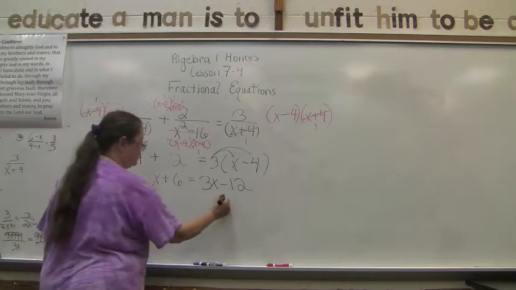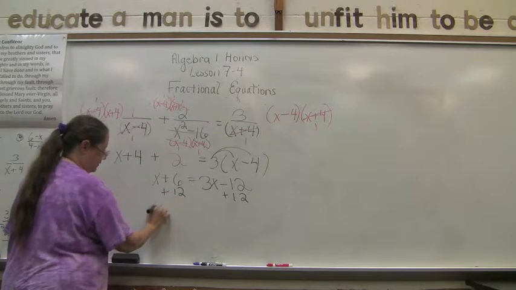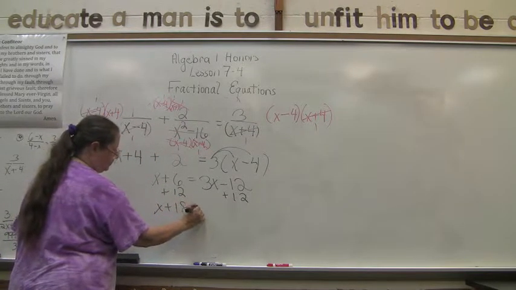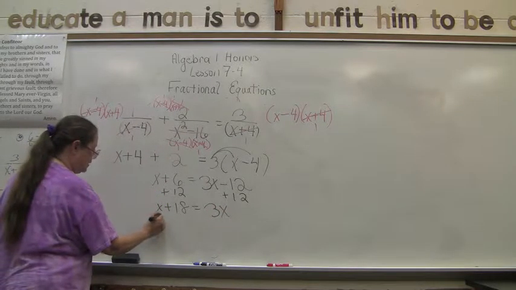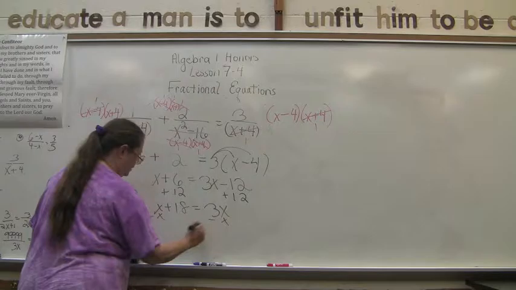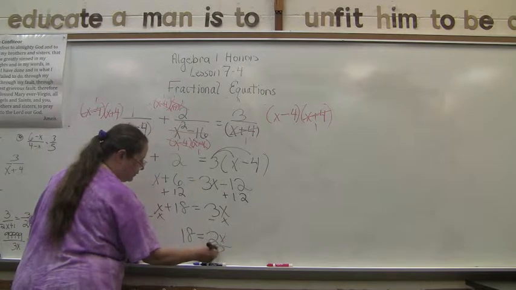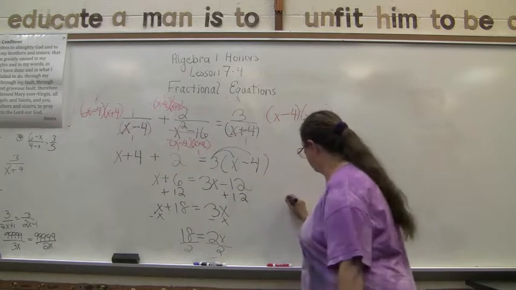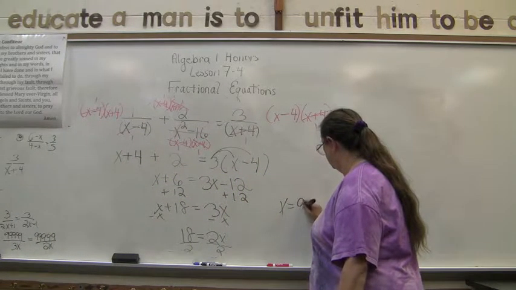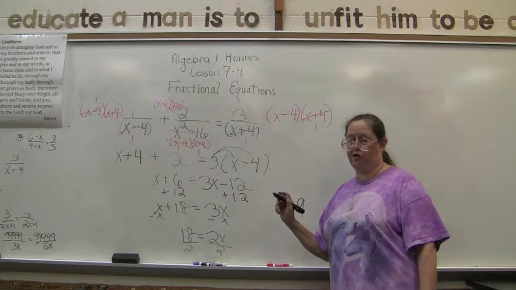Okay, let's add the 12 to both sides. Get x plus 18 equals 3x. Subtract an x from both sides. 18 equals 2x. Divide by 2, and our answer is x equals 9.